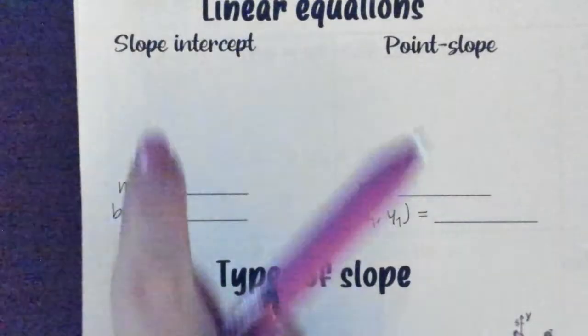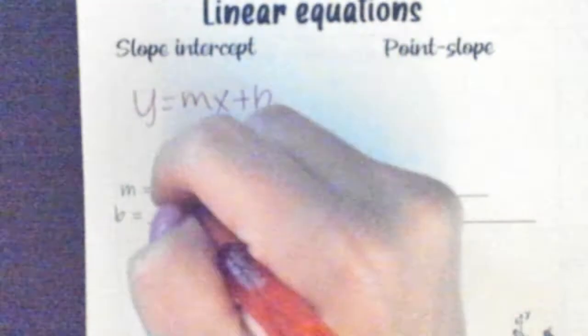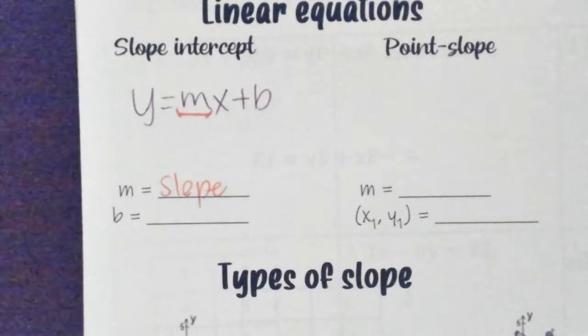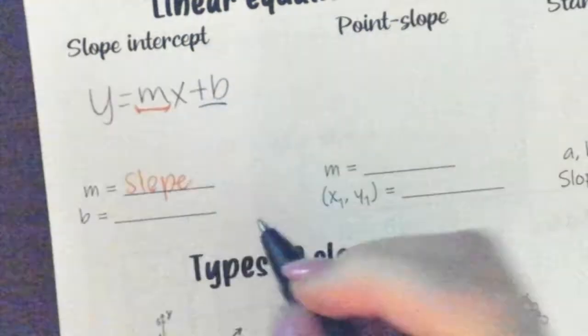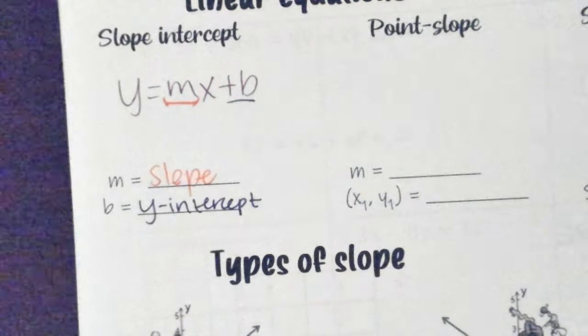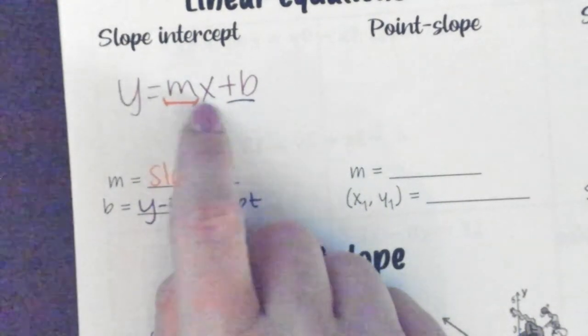So the most basic one is our slope-intercept form, and that's y equals mx plus b, where m is our slope. So whatever number is in front of my x, that is my slope. And then this plus b, whatever b is, that would be my y-intercept. And we'll get into that later. Today we're just focused on whatever number is in front of x.